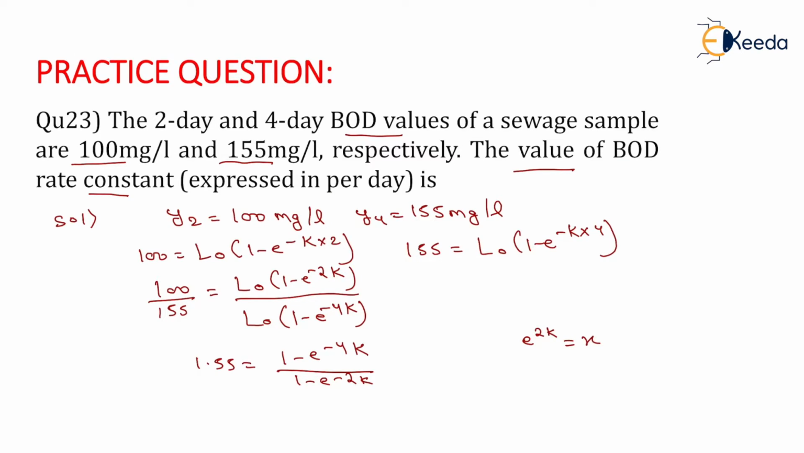So what will the equation be? It will be x squared minus 1.55x plus 0.55 equals 0. If you solve this equation, you will have the two roots: x equals 1 and x equals 0.55. Now we put the value of x here: e^(2k) equals 1, and e^(2k) equals 0.55.